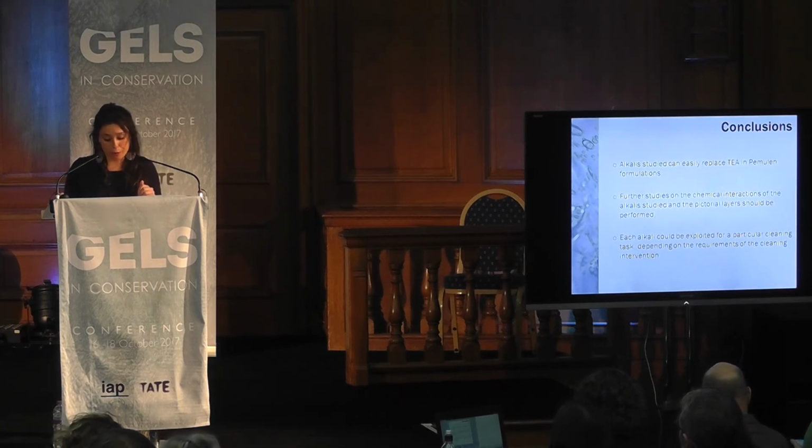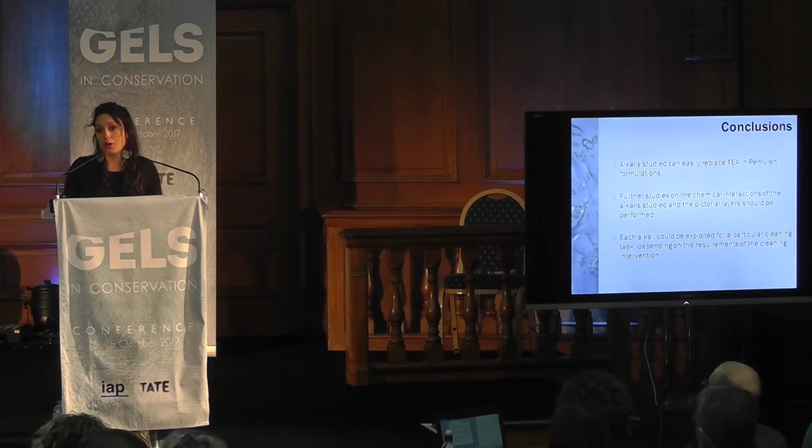Nonetheless, further studies on the chemical interactions of the alkalis studied and the materials found in artworks should be performed. Finally, we believe that each alkali could be used for a particular cleaning task depending on the requirements of the cleaning intervention. You will find in my paper a table showing the criteria and the alkali we propose for different cleaning tasks. For example, if we want to minimize residues, we can choose ammonia hydroxide. But if we want to increase the Pemulen emulsifying capacity, we could prefer etomine.